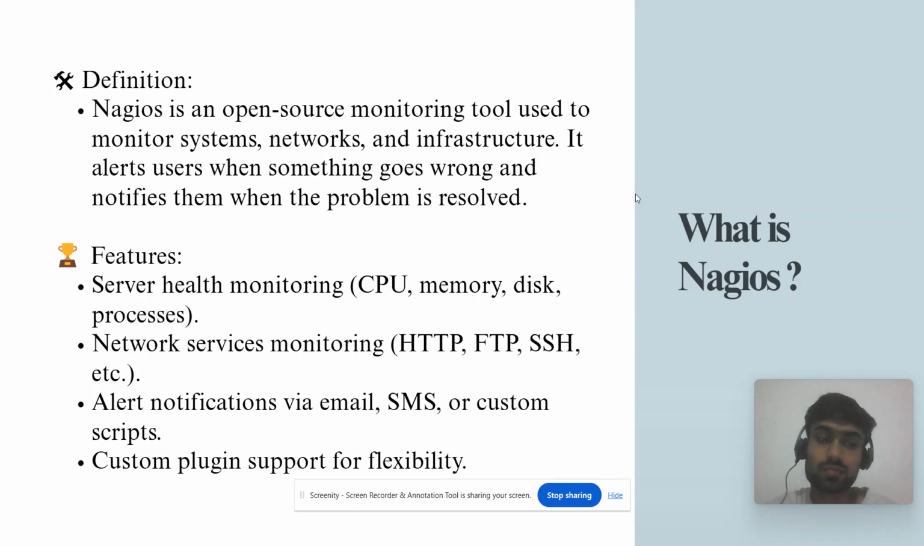There are some features. It supports monitoring server health. Server health means CPU usage, memory, and disk. It also supports checking services like HTTP, SSH, and MySQL. Then it also sends alerts by email, SMS, or custom scripts. Like if anything goes wrong, the Nagios GUI sends us alerts, on email also. It also supports custom plugins for any monitoring scenario. So what we can see is that it's flexible, reliable, and widely used in the industry.